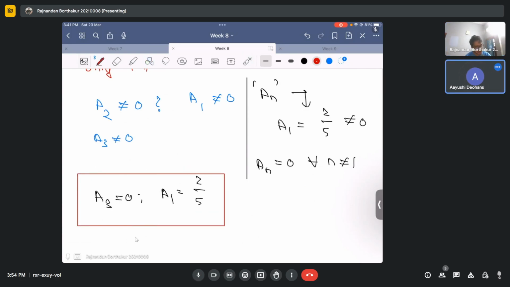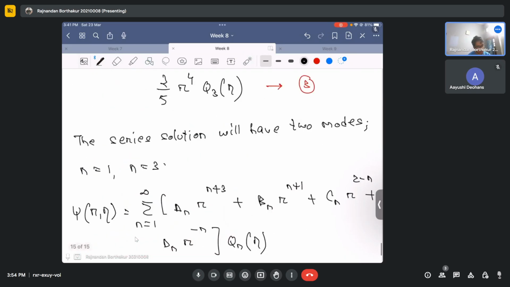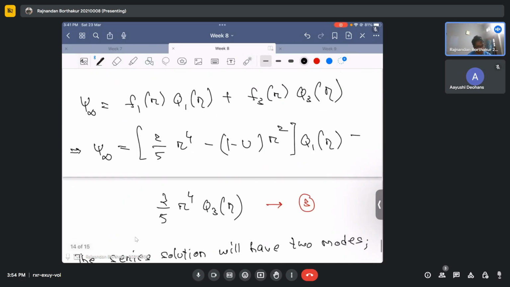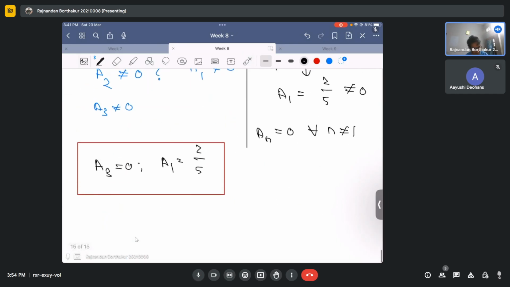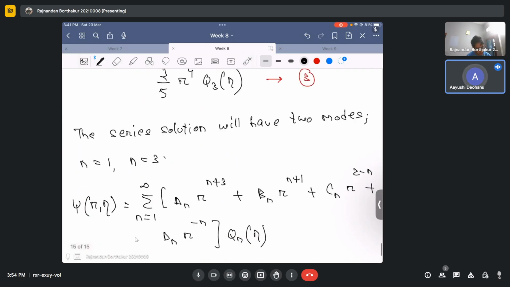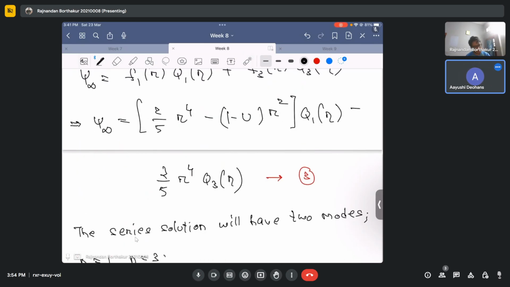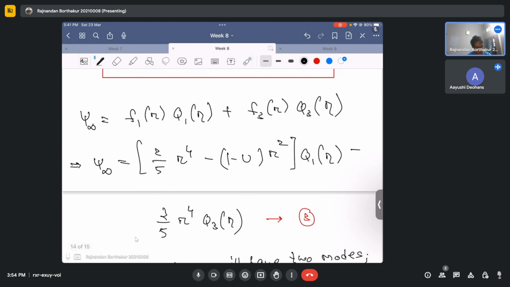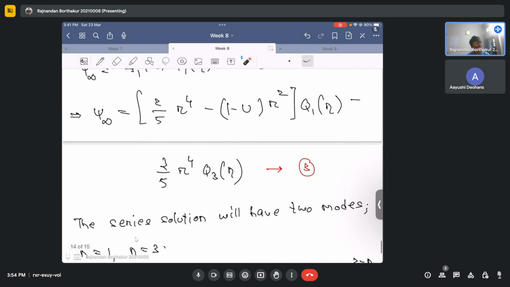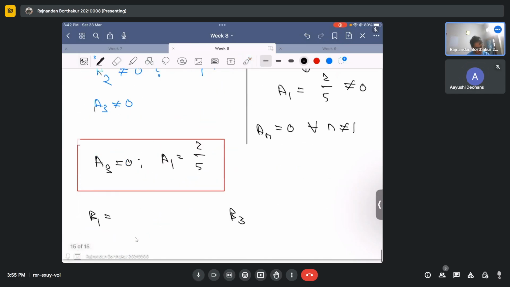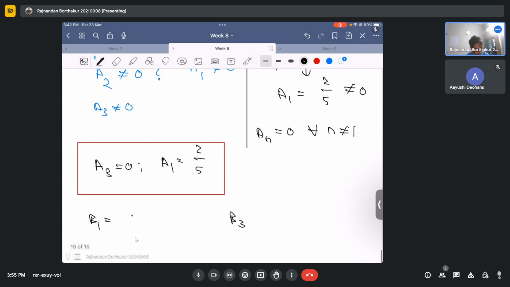Similarly, in the same spirit, can you tell me what will be the values of B1 and B3? B1 will be U minus 1, and B3 will be minus 2 by 5. R won't come, because these are just constants. Yes, exactly. So B1 is just U minus 1, and B3 is just minus 2 by 5.